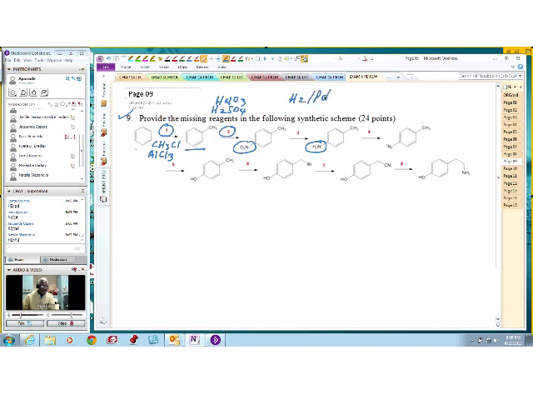Now, what other reagent can we use for this? Okay, iron in dilute acid. Sometimes you could also use tin chloride in dilute acid for transforming a nitro group to an amino group. Right here. Okay, very good.